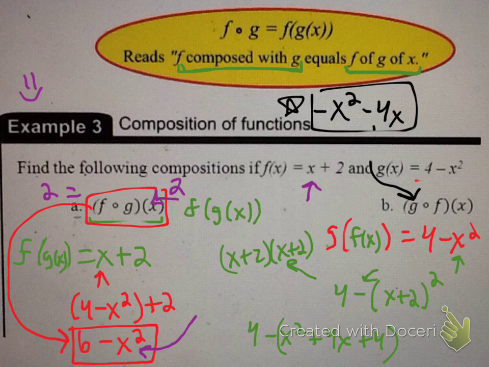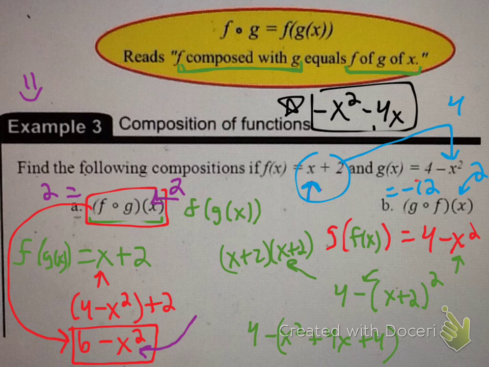So in g of f of 2, we'll stick with the same number, 2. Actually, we'll pick a different color, we'll do blue. If I plug in 2 here, that means I'm going to evaluate my f function for 2, take that answer, and plug it into my g function. So 2 plus 2 is 4. I'm going to take that 4 and plug it into my g function. 4 squared is 16. 4 minus 16 is negative 12.